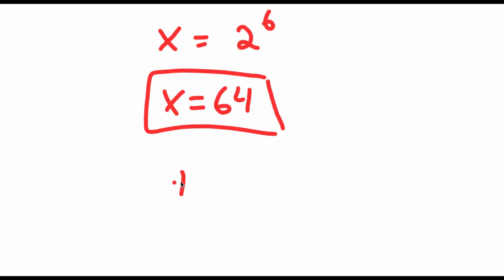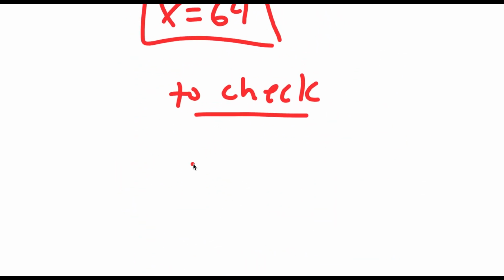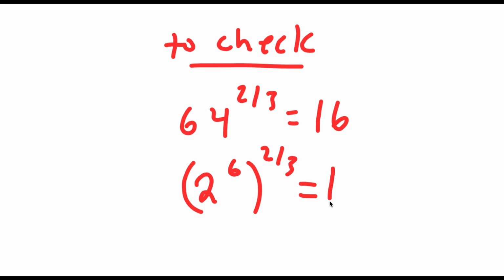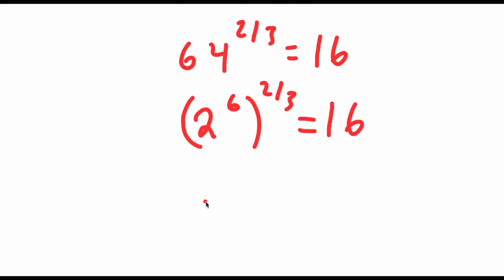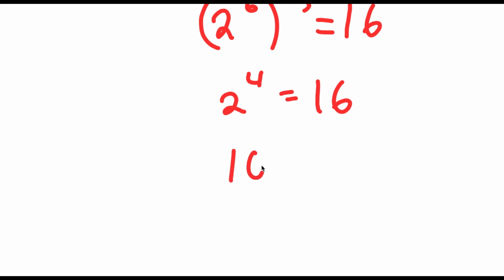So now to check, I had x to the power of 2 over 3 equals 16. So now I have 64 to the power of 2 over 3 is equal to 16. And 64 is the same thing as 2 to the power of 6. So I have 2 to the power of 6 to the power of 2 over 3 is equal to 16, which is the same thing as 2 to the power of 6 times 2 over 3, which is 4, is equal to 16. And 2 to the power of 4 is 16. So I have 16 is equal to 16, and this is right.